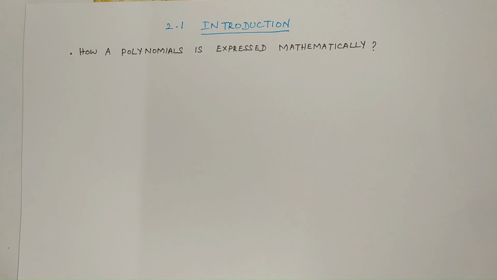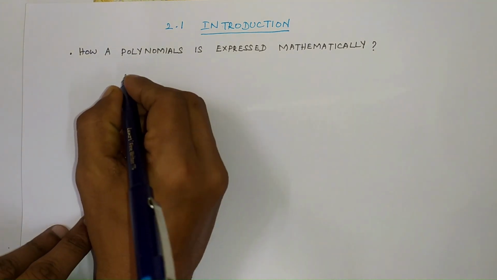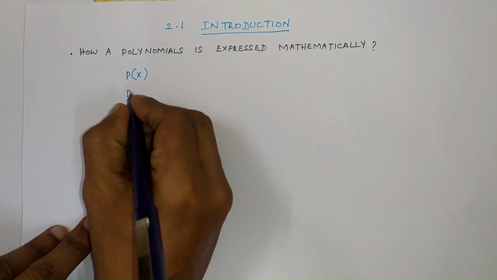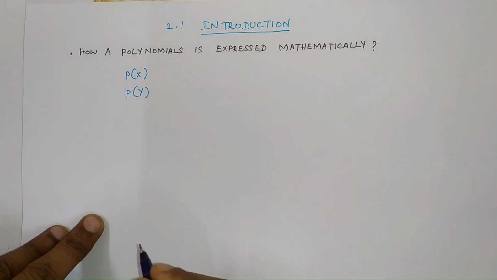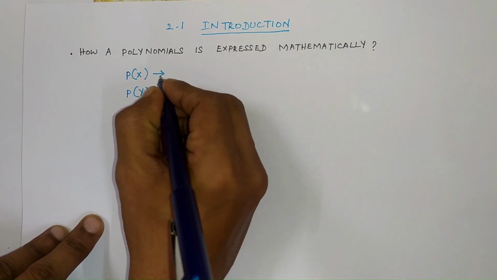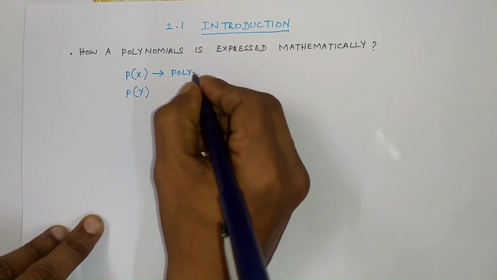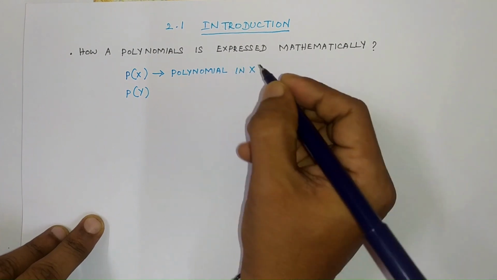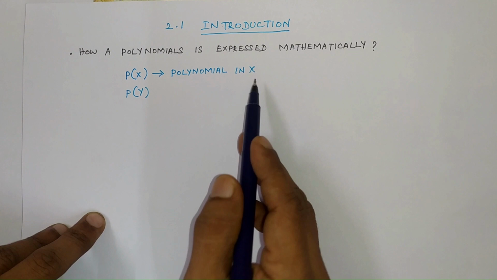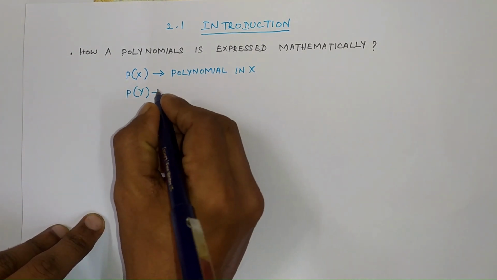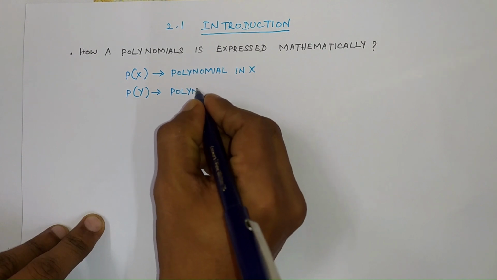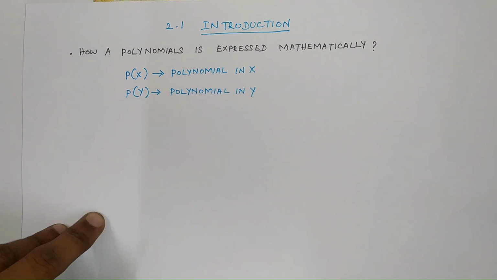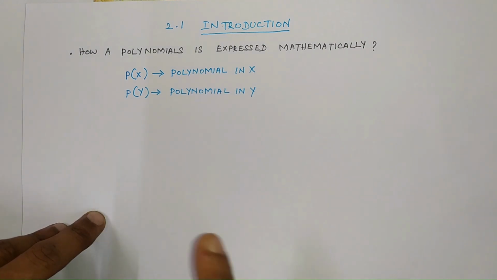We express a polynomial by p of x, or say p of y. Okay, so what is the meaning of p of x? P of x is nothing but the polynomial in x. So a polynomial in x is expressed as p of x. A polynomial in y is expressed as p of y. So this is how we express a polynomial mathematically.